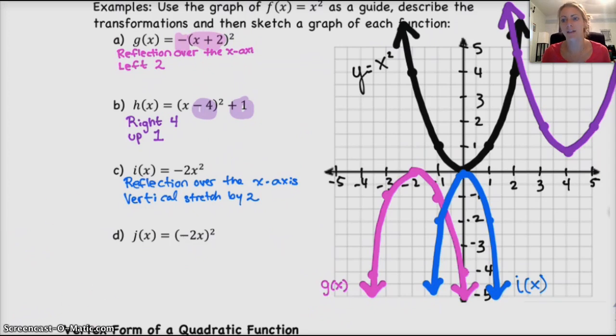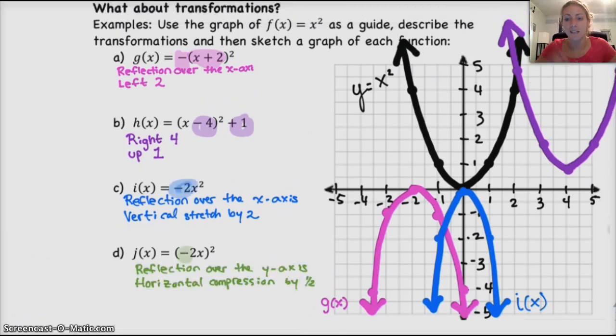So again, you could pick a few values of x, just so that you know what's happening, but it's going to look similar to I, except not reflected over the x-axis, because, remember, a vertical stretch looks very similar to a horizontal compression, but in this case it's not the same, which I can show you tomorrow. If you're curious, let me know.